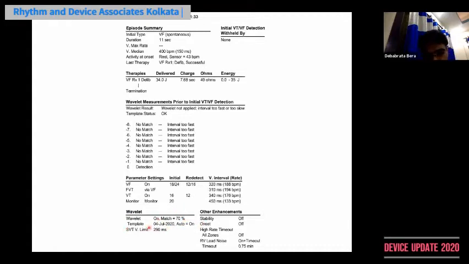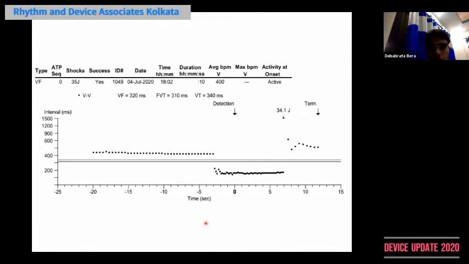It shows when you took the template, how long back. Then the stability was off here, onset was off here. So stability, you need to keep the stability on if you are really thinking a patient has atrial fibrillation. Otherwise, you may actually keep it off. So this is how it looks in Medtronic devices.